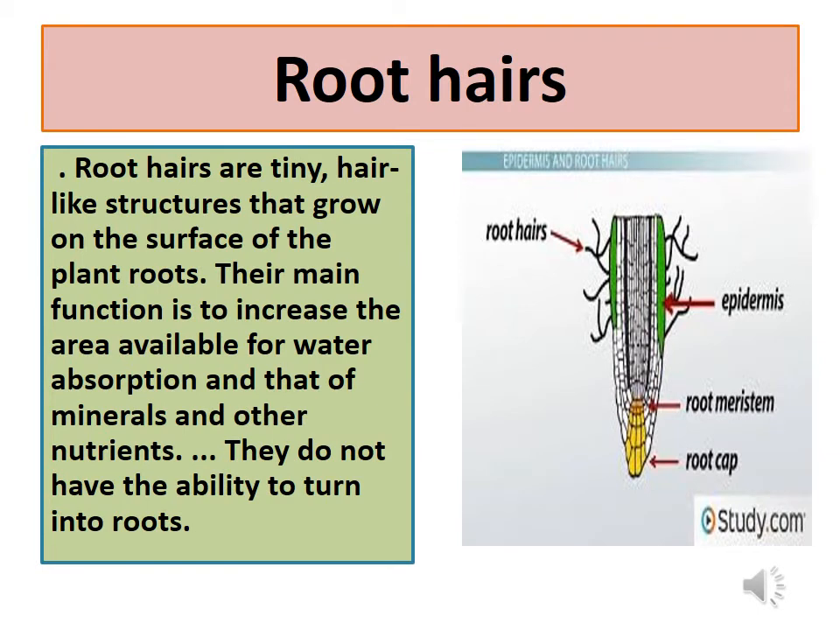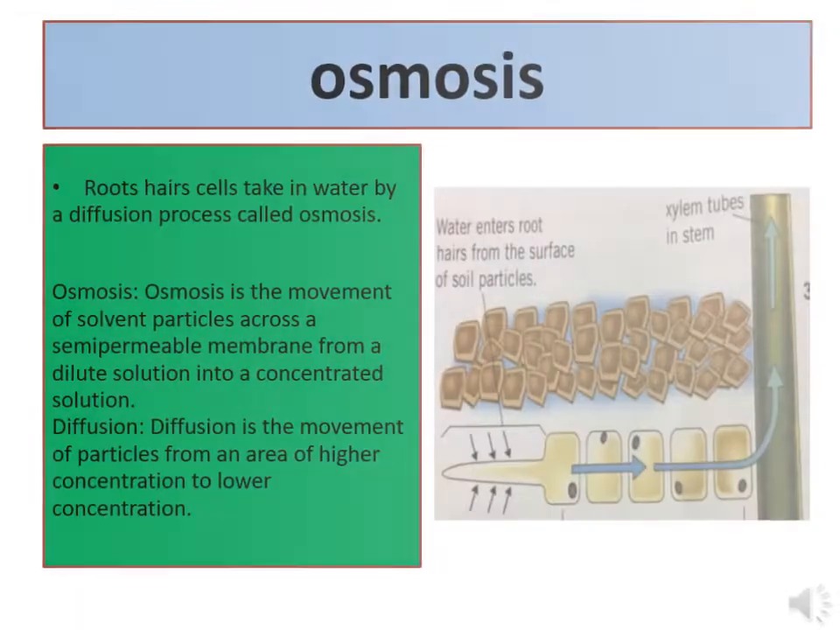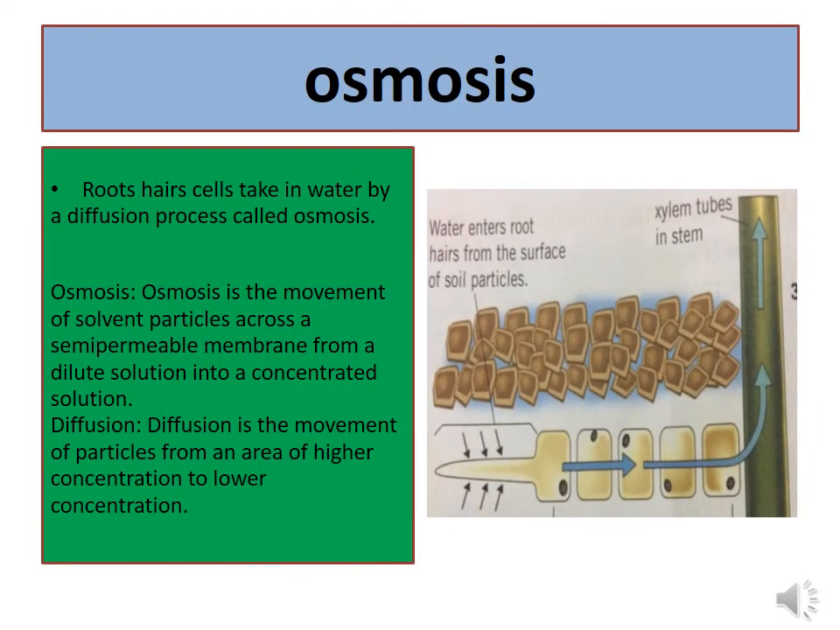Root hairs are tiny hair-like structures that grow on the surface of the plant roots. Their main function is to increase the area available for water absorption and that of minerals and other nutrients. They do not have the ability to turn into roots. Root hair cells take in water by a diffusion process called osmosis.